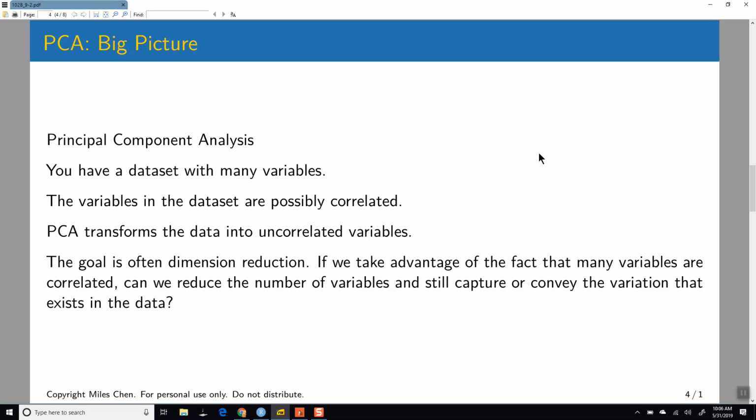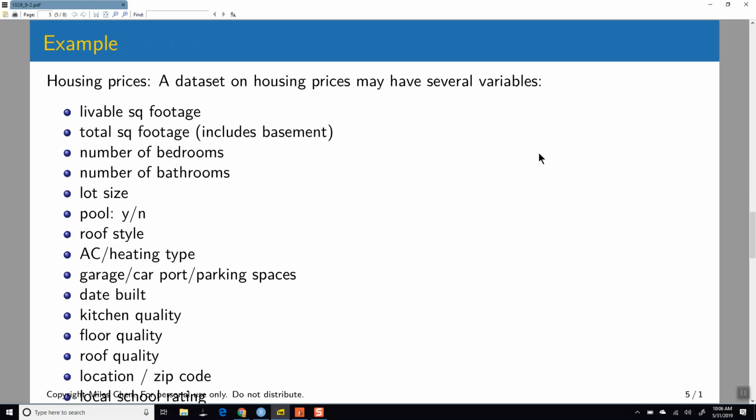So I'll just start off with this example, okay? So maybe you've got a data set on housing prices, okay? And this is often a data set that gets used for any kind of large regression or data mining or some kind of class project. You might deal with some housing prices. This is a common thing.